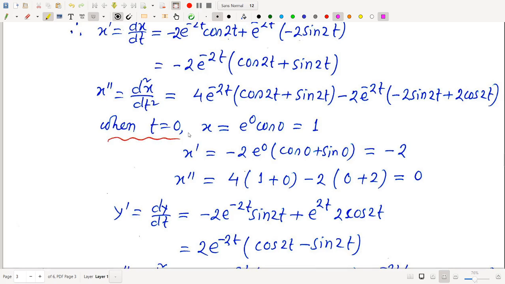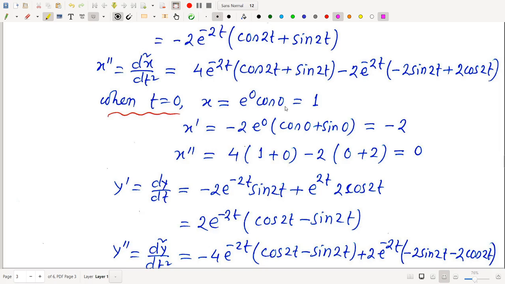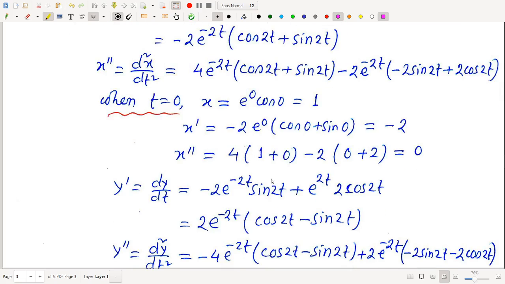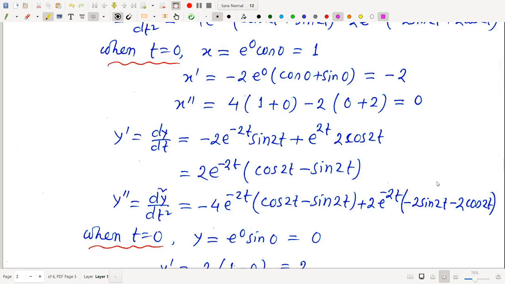Now the question is, we have to find the circle of curvature at the point t equal to 0. So when t equal to 0, what is x? x is e to the power 0 cos 0, which is 1. x dash, when t is 0, is minus 2 e to the power 0 and cos 0 plus sin 0. Sin 0 is 0, cos 0 is 1, so x dash is minus 2. Then x double dash is 4 e to the power 0, which is 4, and cos 0 is 1, sin 0 is 0, so 4, minus 2 e to the power 0 is 1, sin 0 is 0, cos 0 is 1, so again 4 minus 4, 0, so x double dash is 0.